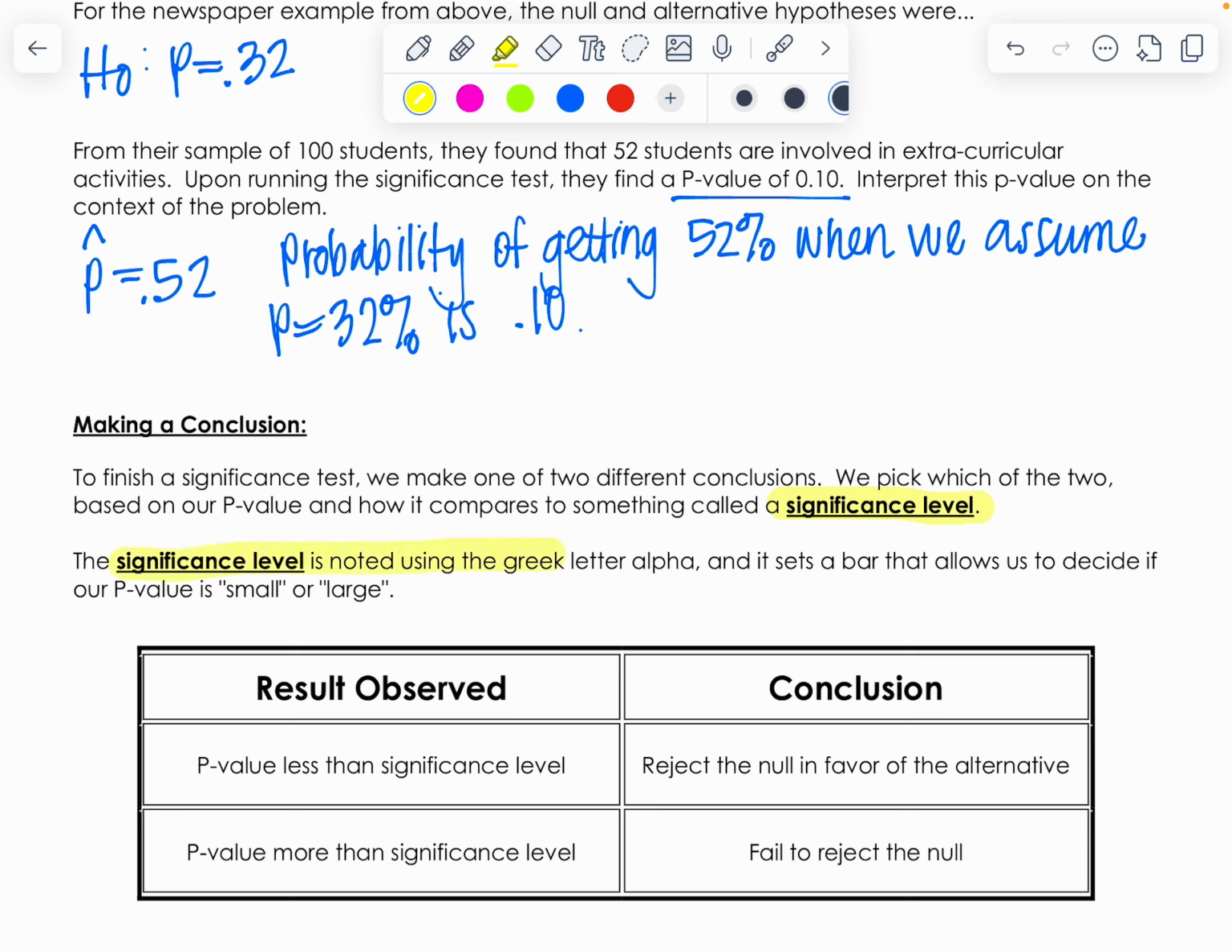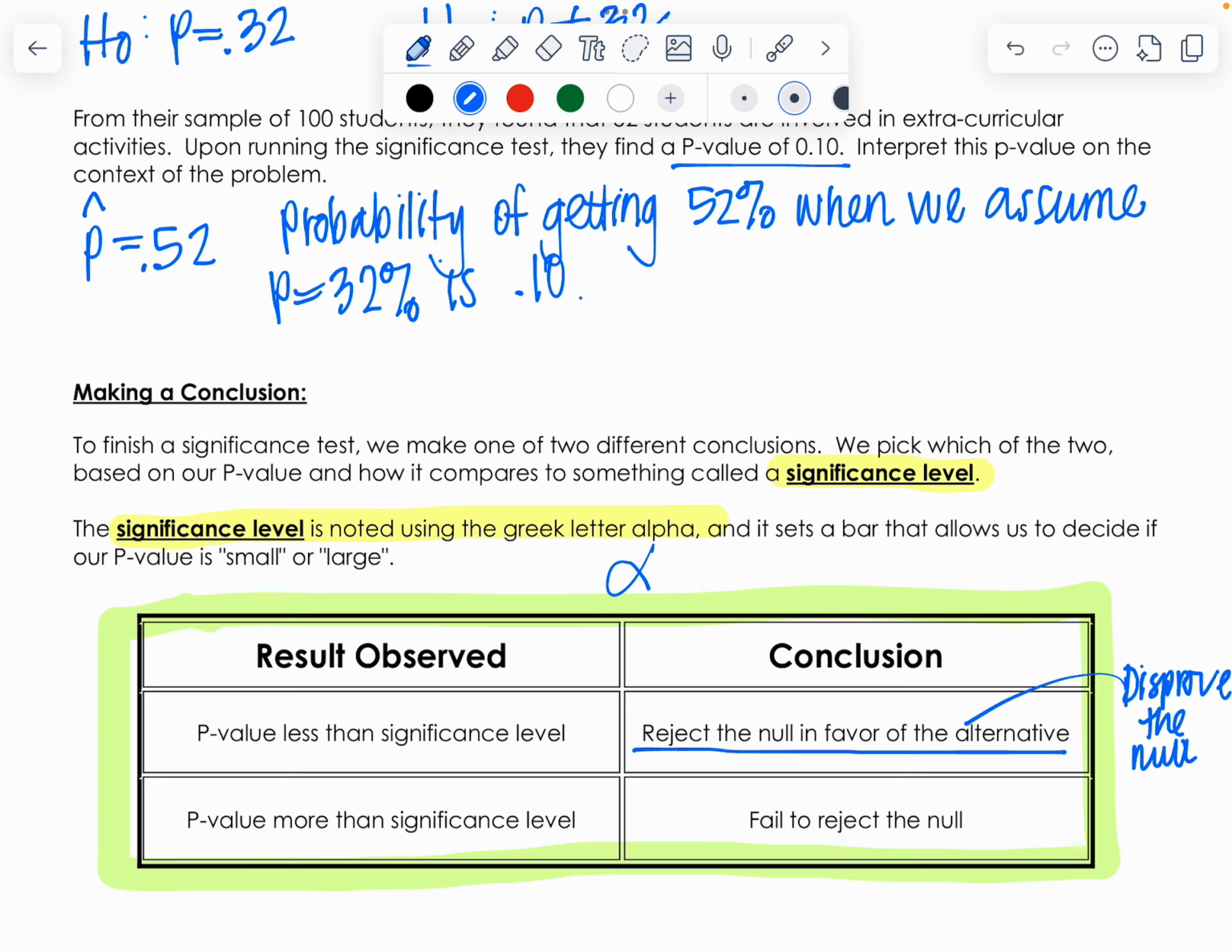So we disprove the null hypothesis. Remember, that's the goal. You want to prove that the claim is wrong. You want to prove that the null is untrue. However, if your p-value is more than that, then it's high, and we have an inconclusive result. We fail to reject the null hypothesis. Okay, you might press pause there, rewatch it, because that's a really important piece.